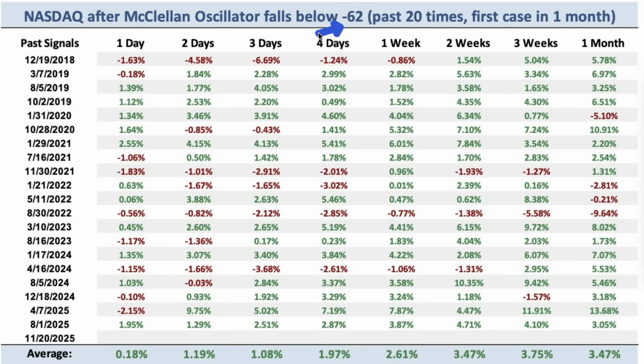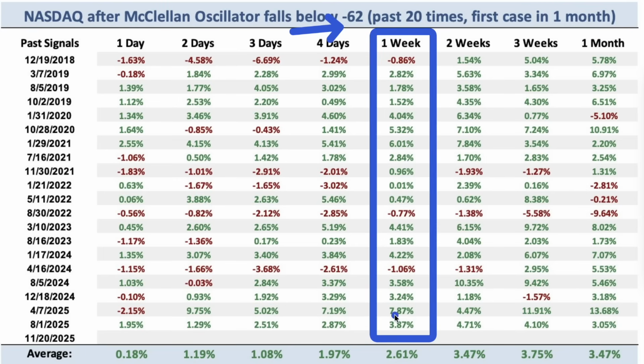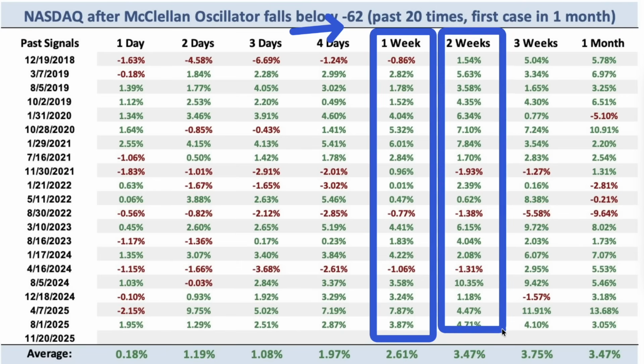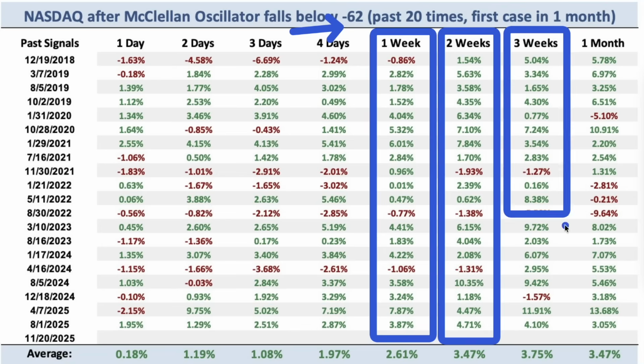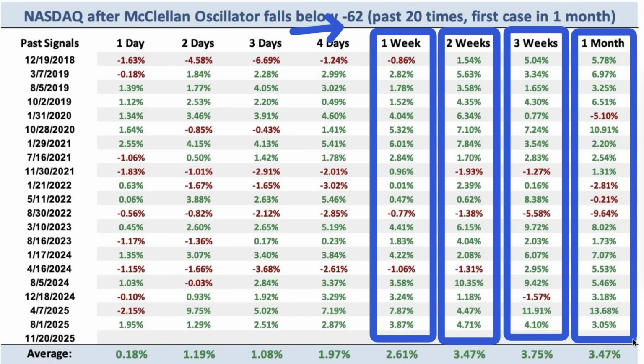Now, when you look right here, this is NASDAQ after the McClellan oscillator falls below 62 past 20 times. First case in 1 month, and you can see 1 week, 2 weeks, 3 weeks, a month, a boatload of green. The only time you don't really see the green is in the 2022 crash, and then it was April of 2024. But besides that, and then way back to 2018, a lot of green. 2 weeks, a lot of green. 3 weeks, a lot of green. Okay, so 1 month out, we'll see if that is the case. That's what we've got to find out.